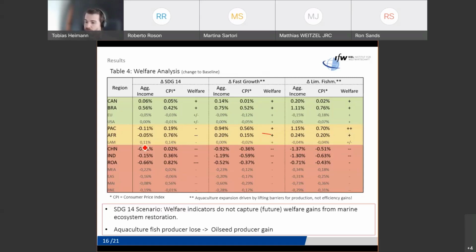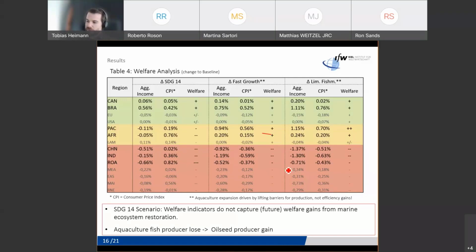In the aquaculture producing regions in Asia, we mainly see negative welfare effects. Of course, here in the SDG 14 scenario, the reduction in capture fisheries leads to negative welfare effects, and especially in the rest of Asia, we see a very strong price increase and a strong decrease in aggregated income. But also in the aquaculture expansion scenario, we see some negative welfare effects.